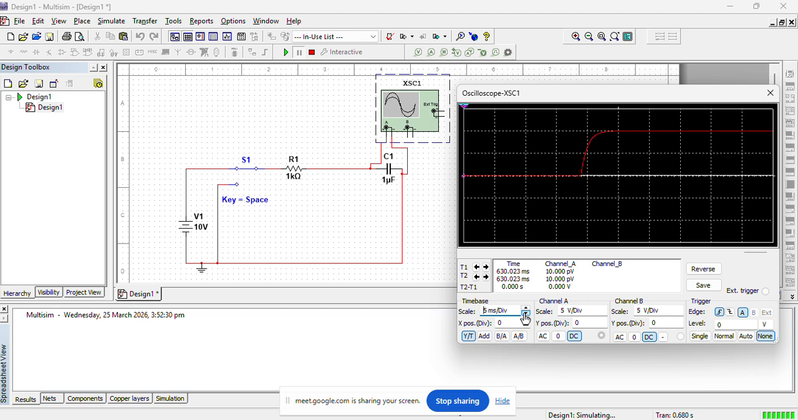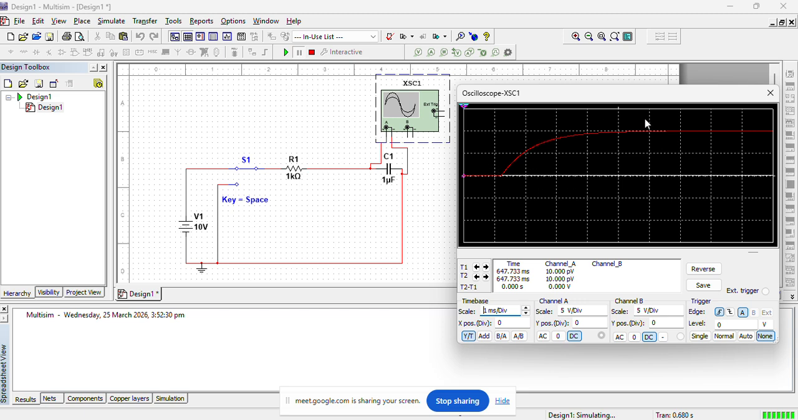With reducing the time base, waveform will be zoomed horizontally. And this will be easy for us to do measurements. Still reducing the time scale, more reducing the time scale. Observation number one, which we can see that this charging behavior is exponential.